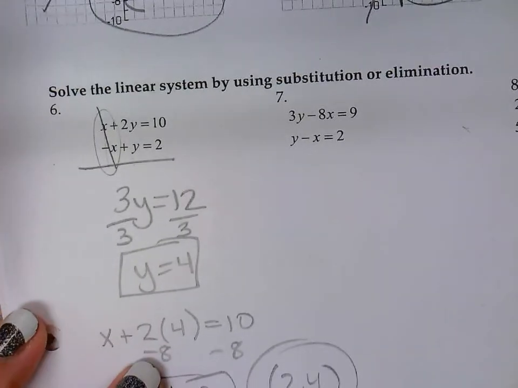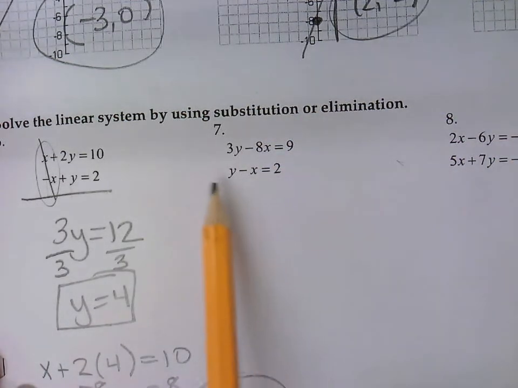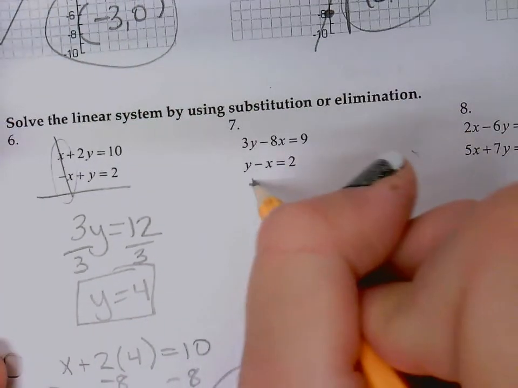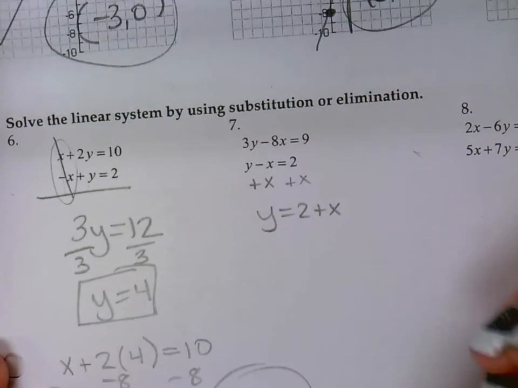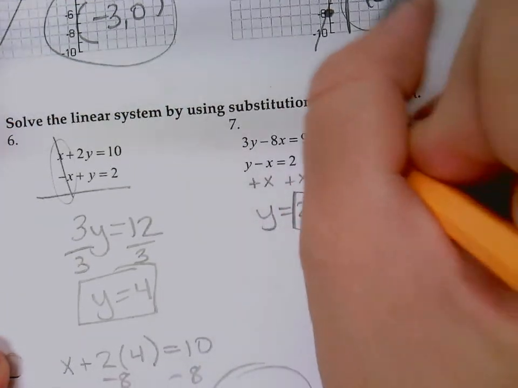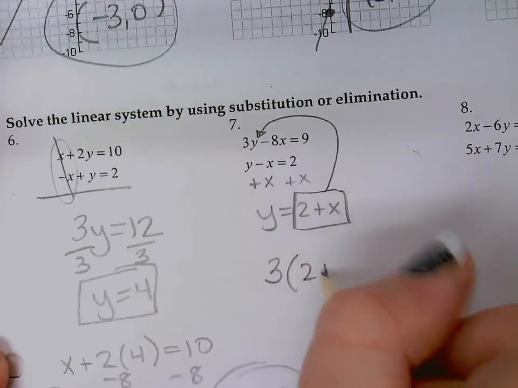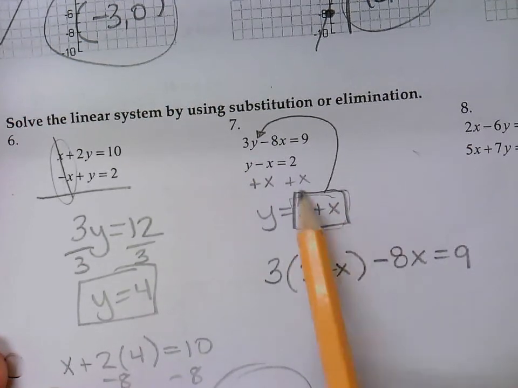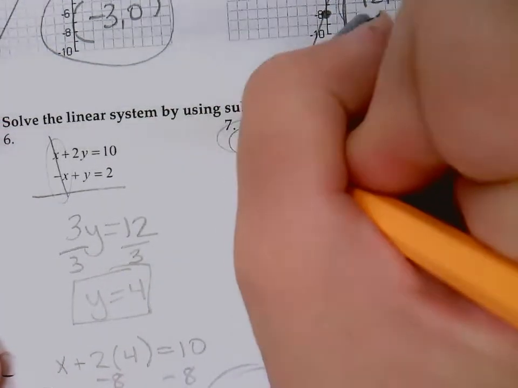All right, so number 7, they are lined up. So if you want to try elimination, you could. I would multiply the bottom row by -3. I'm going to show you a substitution problem because if I add x to the other side, y equals 2 plus x, and I can do substitution. So I'm going to plug this back in for the y at the top. 3 parentheses 2 plus x minus 8x equals 9. So I've taken this and plugged it into the top equation for y, right? Because this was isolated, I'm plugging it in for y.